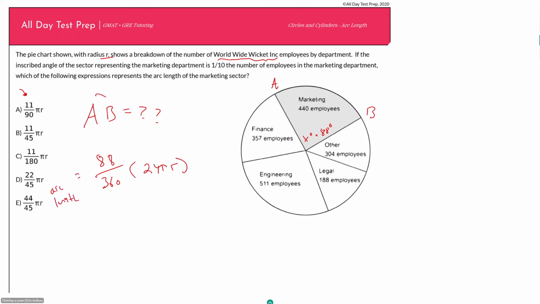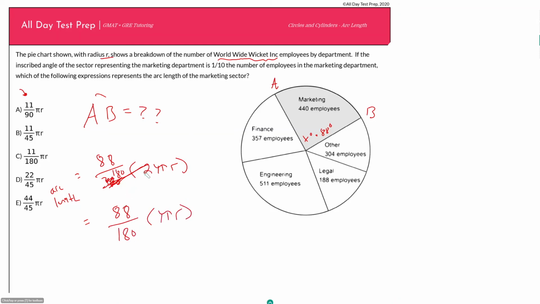And so my answer choice should really just be a simplified version of this. And so let's start simplifying this. So I can say 2 over 360. That is the same as 1 over 180. Cancel these out. We got 88 over 180 times pi r.